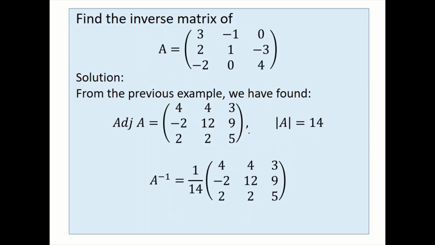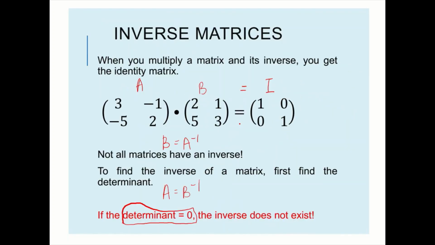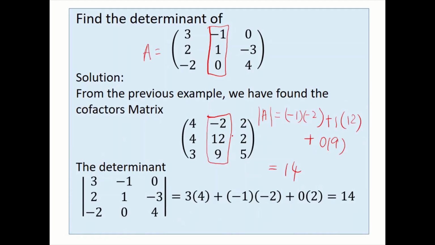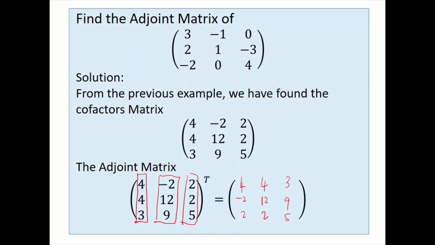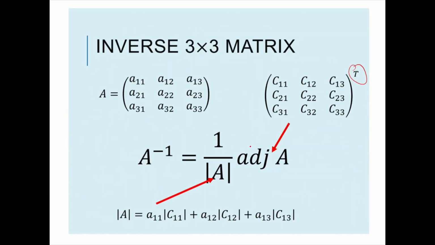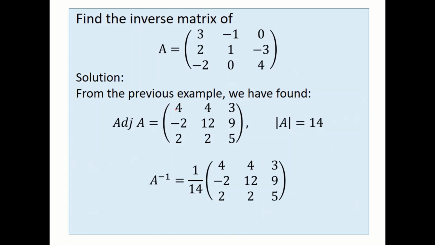Okay, now let's continue with the previous example. Let's say this matrix is defined as matrix A. Now we want to find the inverse matrix of A. From the previous example, we found that the adjoint of A is this. Hope you still remember, from the previous example we have the determinant and the adjoint matrix of A. Now apply the determinant, which is 14, and the adjoint matrix of A into the formula. So 1 over determinant, which is 14, multiply the adjoint. So this is the inverse of A.